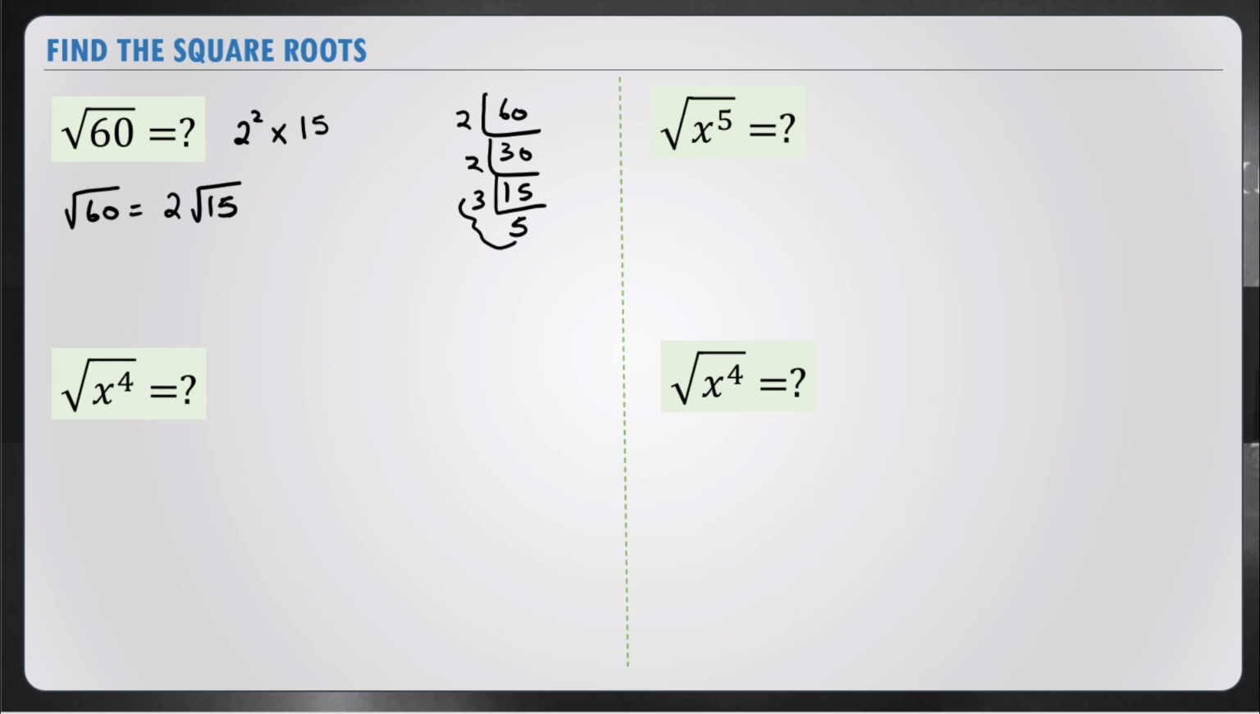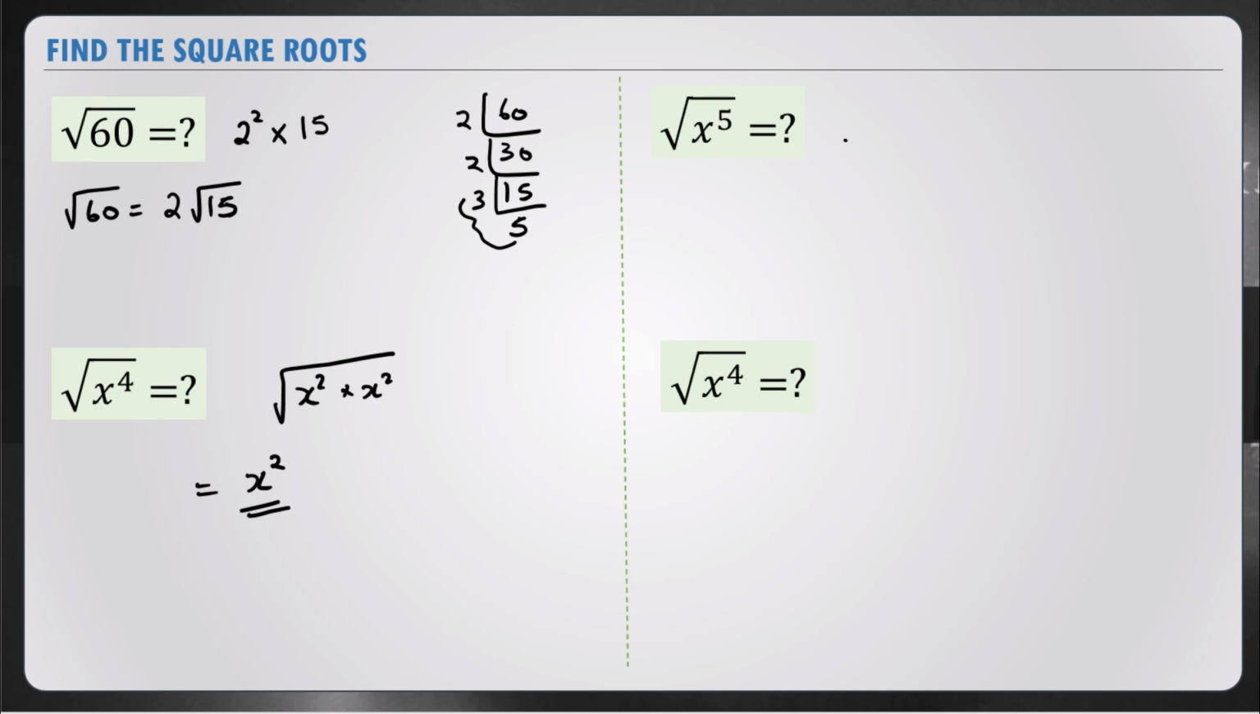Now when we have exponents like x to the power of 4, what's the square root of x to the power of 4? X to the power of 4 is actually equal to x squared into x squared. It's the square root of x squared into x squared, and we take only that one out. So we have x squared is your answer.